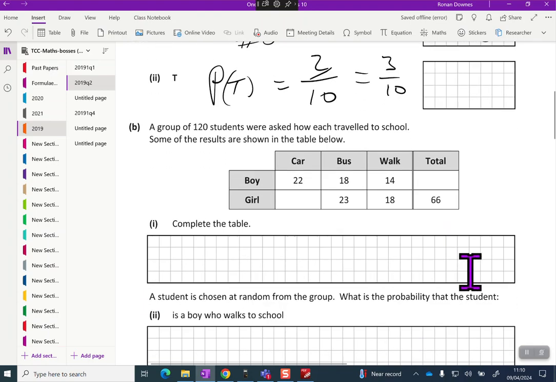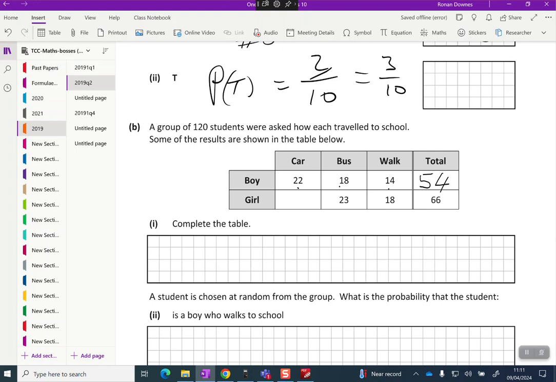Okay, excellent. A group of 120 students were asked how each traveled to school. Some of the results are shown in the table below. Okay, this is called a two-way table, and things tot up on rows, and they also tot up on columns if you make that effort. So the total here, we'll add those in our calculator, and you get 22 and 18 is 40, and 14 is 54. But don't feel you have to strain your mental maths area there. You can use the calculator.